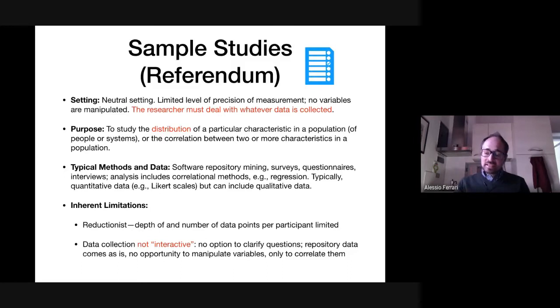you are limited to a set of questions, so you cannot ask too many things. So you gather knowledge about a certain area, a limited area, let's say, and you don't have the interaction. This is very important. I mention it again, you cannot clarify. And you cannot manipulate variables, but you only correlate them.